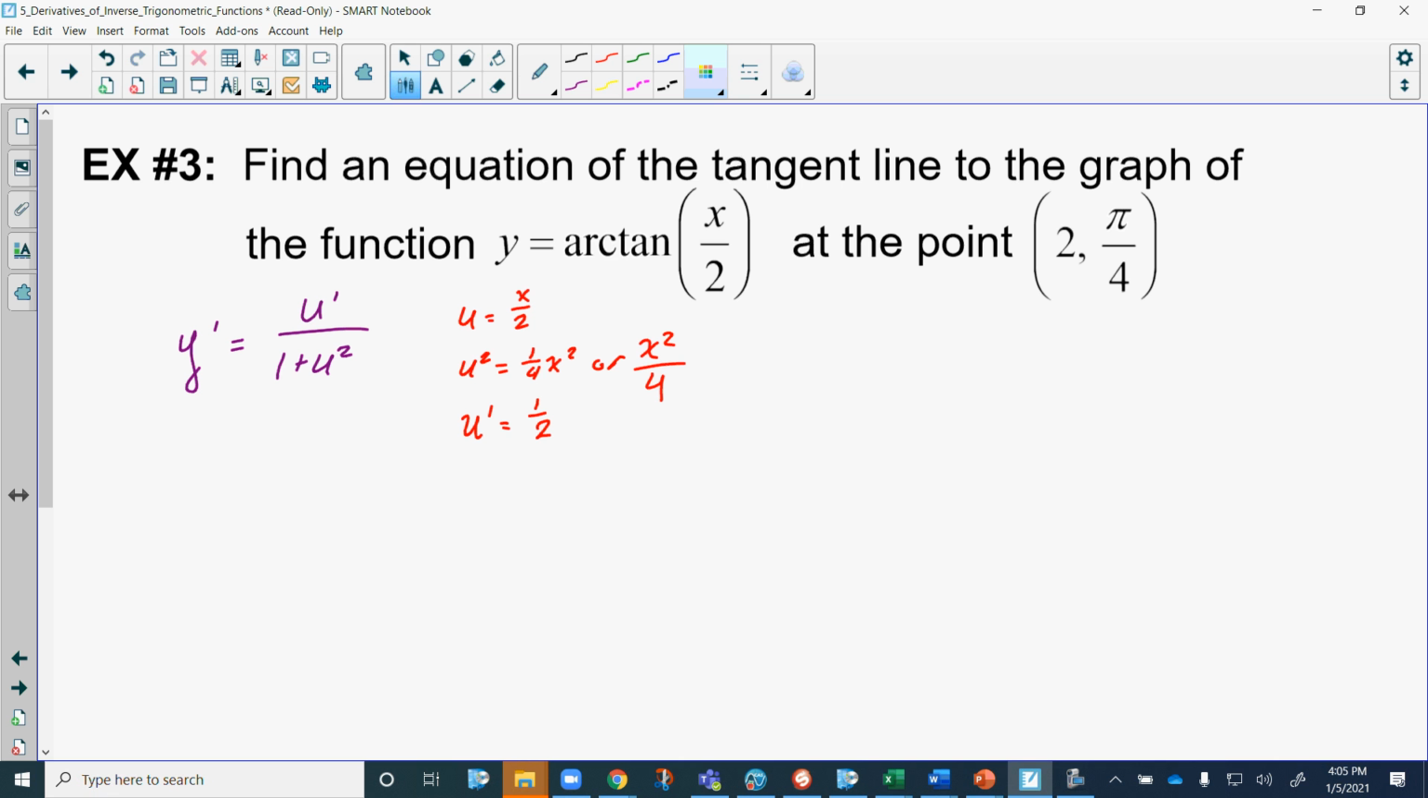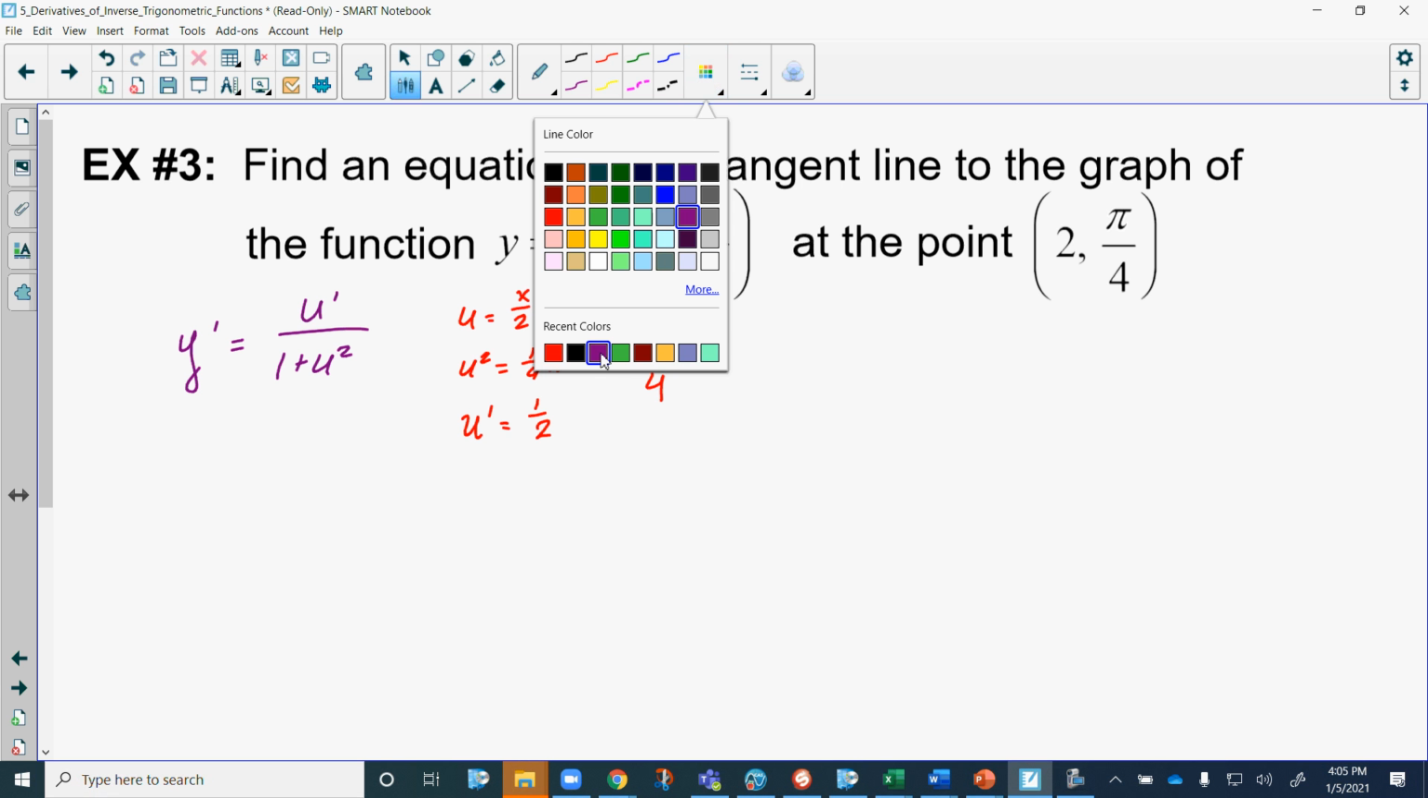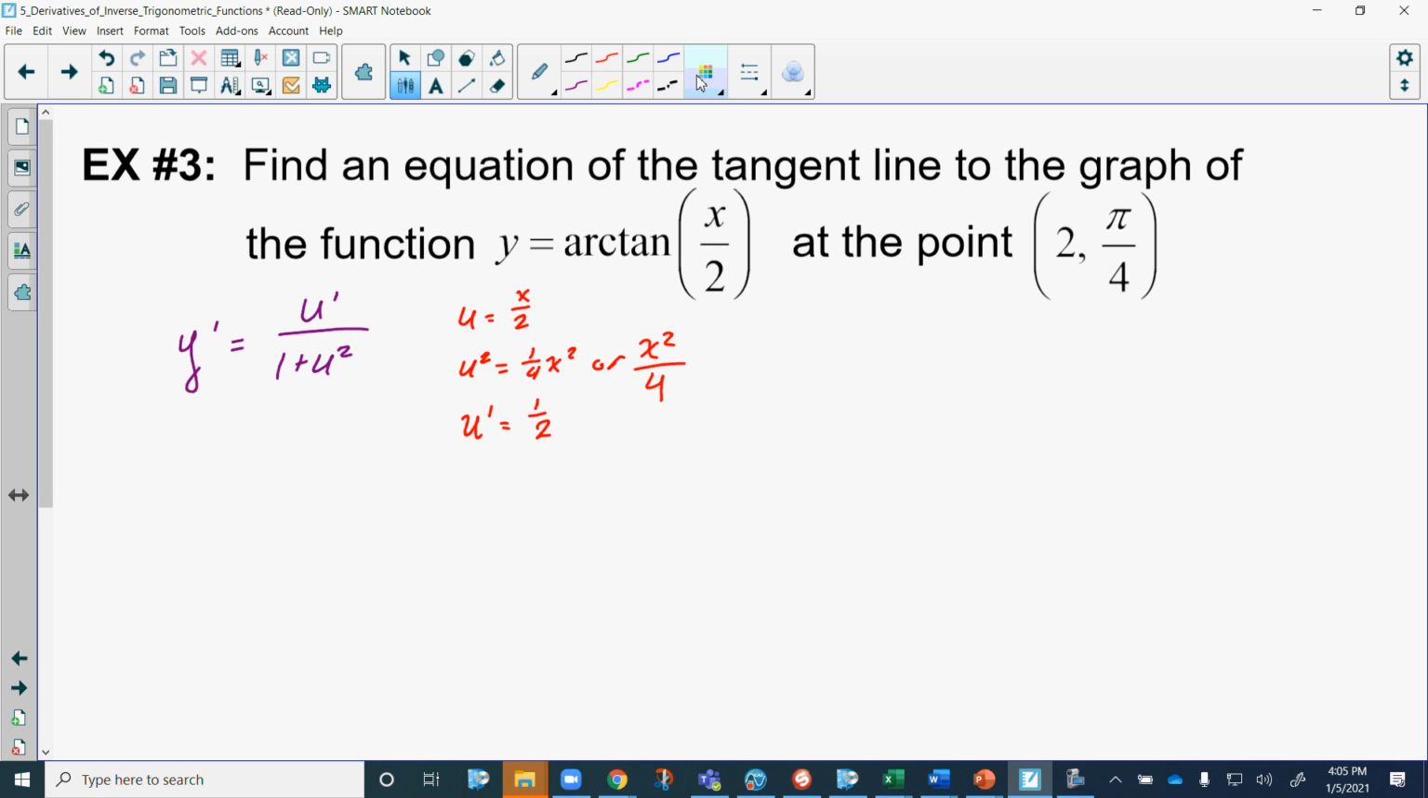So plugging those things into the rule for inverse tan, or tan inverse, we're going to get y prime is going to be equal to 1/2. So the 2 will go to the denominator. So we'll have 1 over 2 times whatever 1 plus u squared is. So 1 plus x squared over 4.